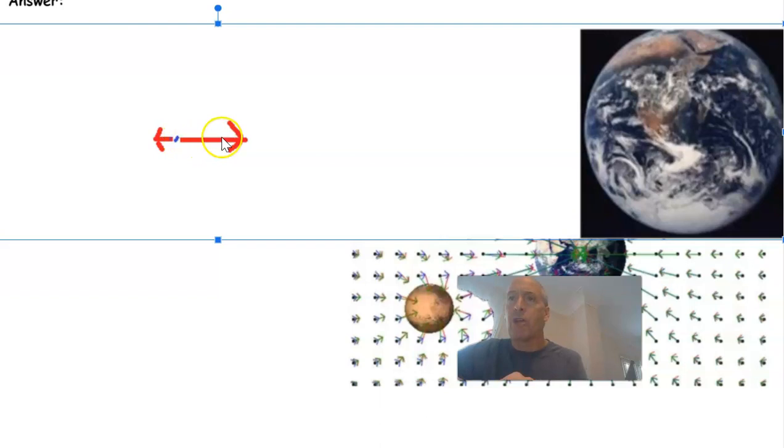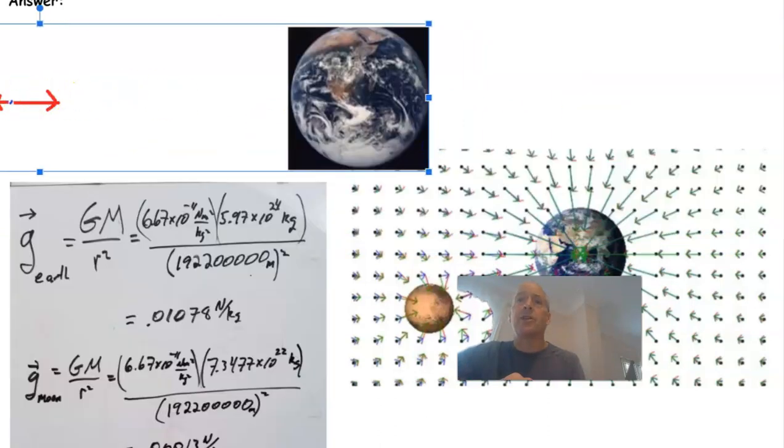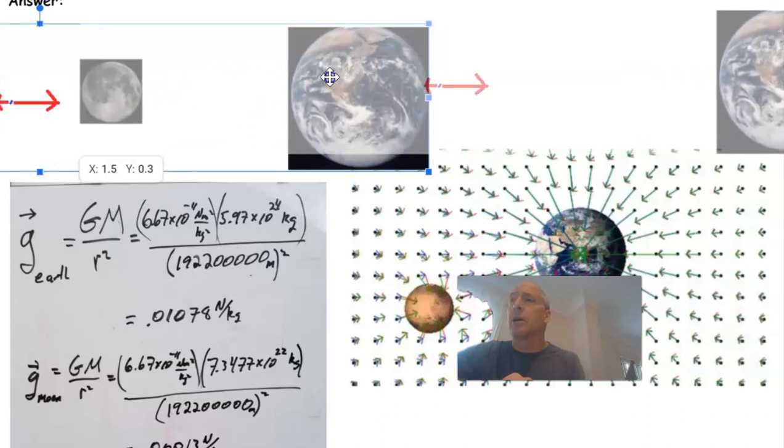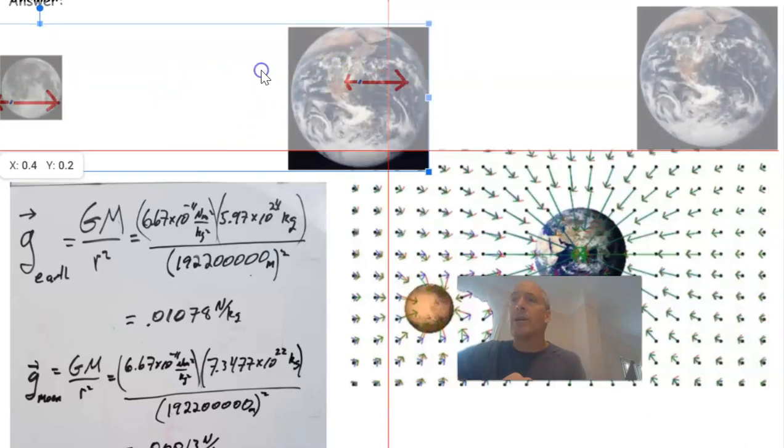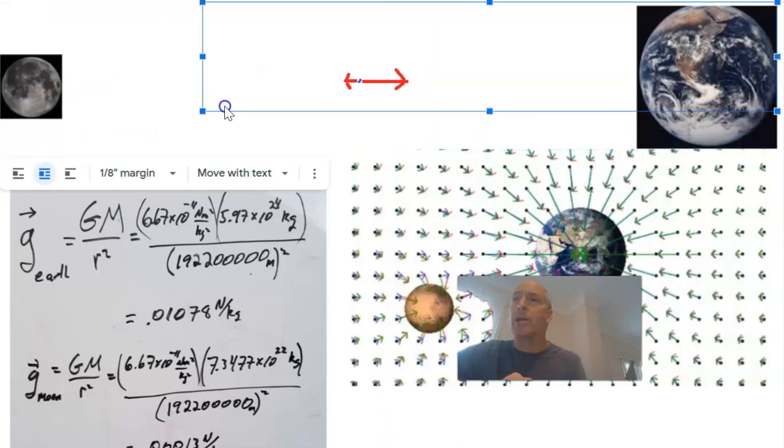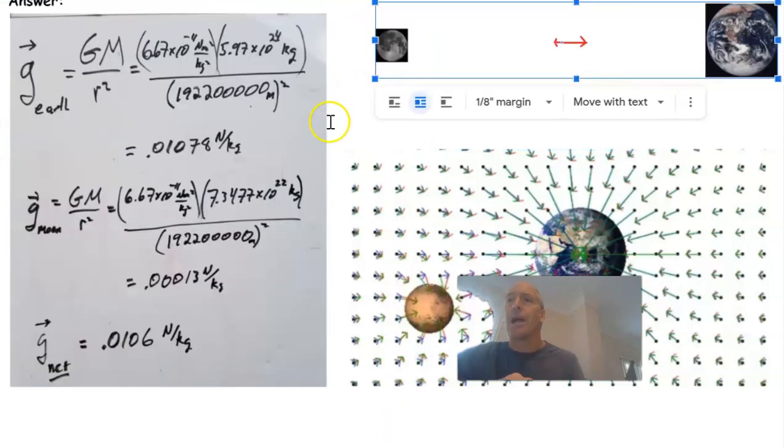So anyway, this gravity field to the right due to the Earth, and this little gravity field to the left due to the moon, make it so that they cancel directionally. And since they're canceling directionally, we would subtract them, right? We would just subtract them.